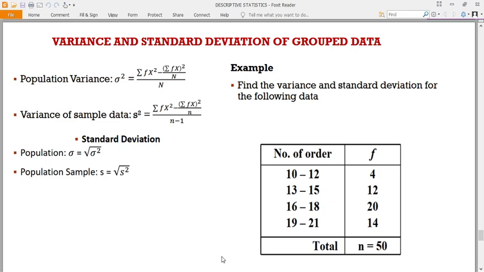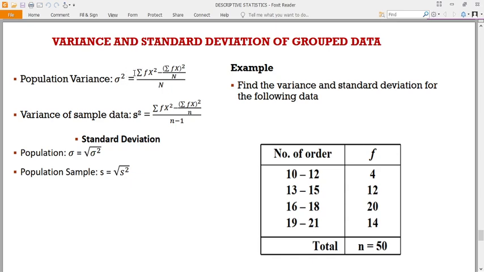Now that is it with measures of central tendency. Now the measures of spread, we have variance and standard deviation, and we are basically going to look at grouped data. Please take note that variance is the square of standard deviation, or standard deviation is the square root of variance, whichever way. So this is the formula that we are going to be using for variance. And when you want to get standard deviation, you just get the square root of what you've got.